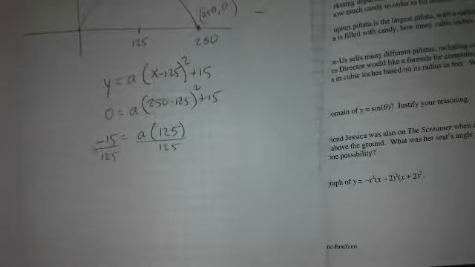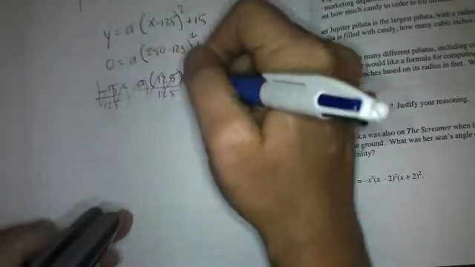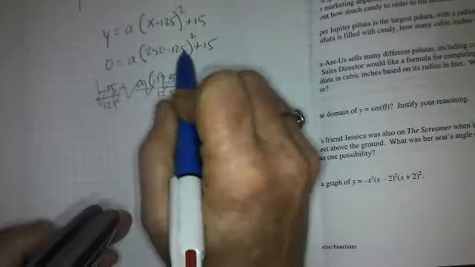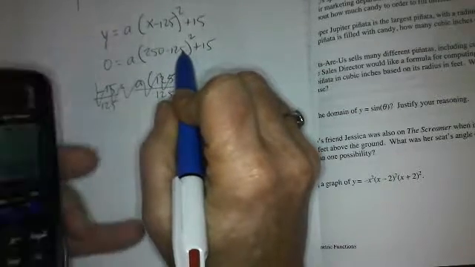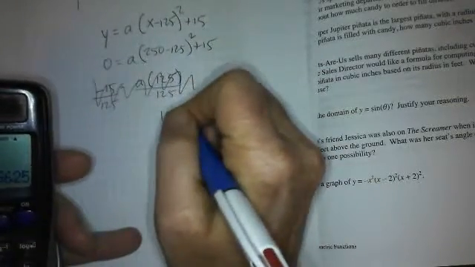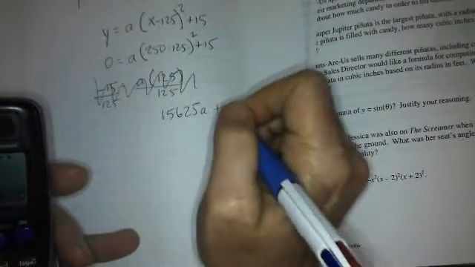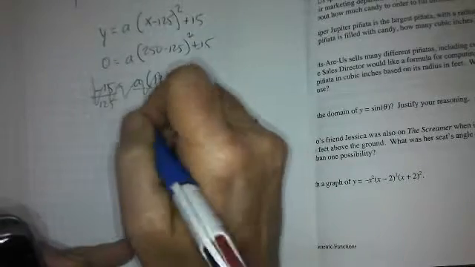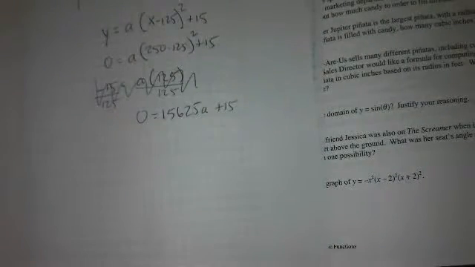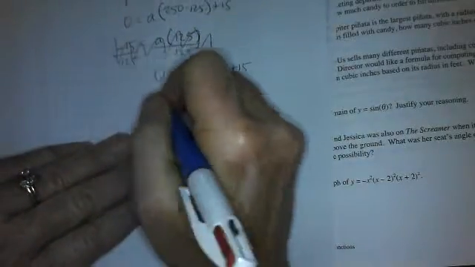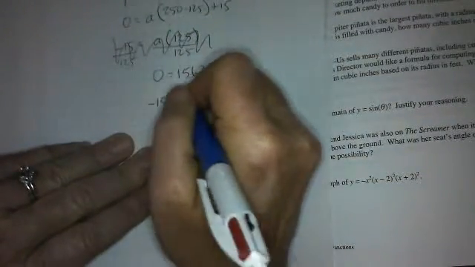Is that all that I have wrong so far? Okay. Okay, so let's get rid of this part right here. So this ends up being 125, and then when I square it, it's 15625 times a plus 15 equals 0. Am I okay? Thank you so much. Okay, so now I'm going to subtract 15 on both sides. 15625a.